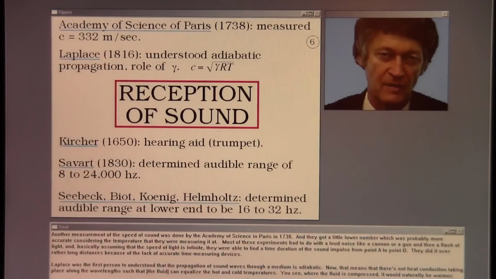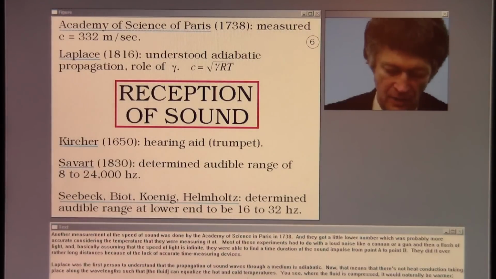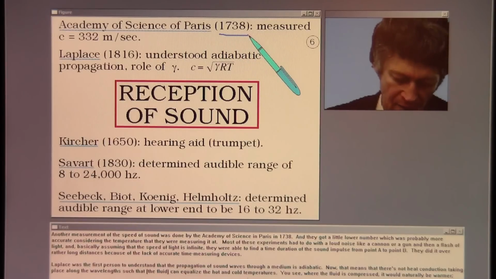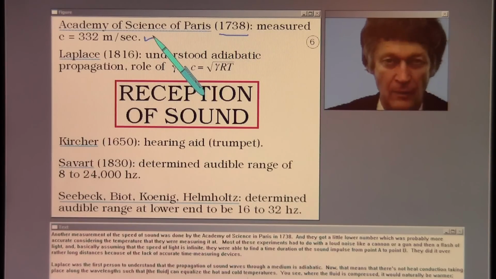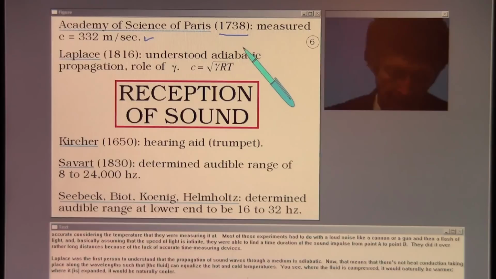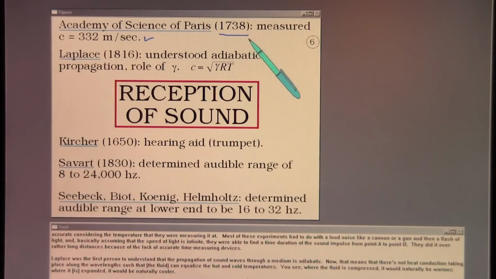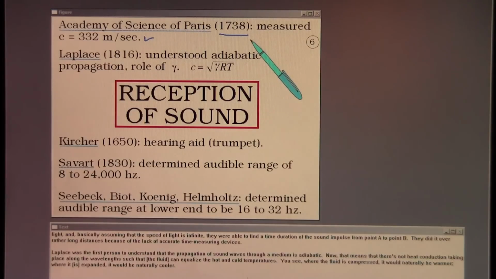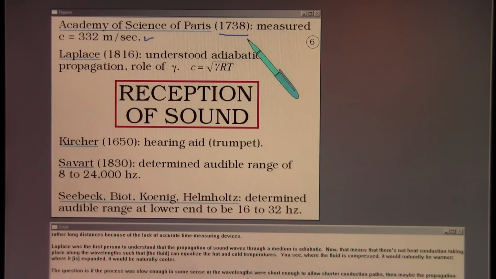Another measurement of the speed of sound was done by the Academy of Science in Paris, 1738, and they got a little lower number, which was probably more accurate considering the temperature that they were measuring it at. Most of these experiments had to do with a loud noise like a cannon or a gun, and then a flash of light, and basically assuming that the speed of light is infinite, they were able to find the time duration of the sound impulse from point A to point B, and they did it over rather long distances because of the lack of accurate time measuring devices.